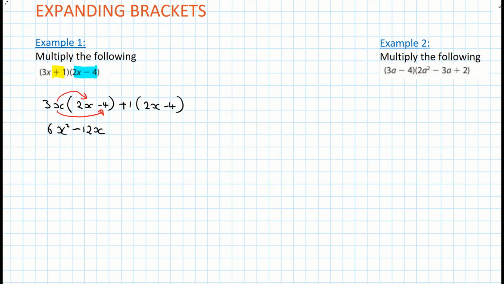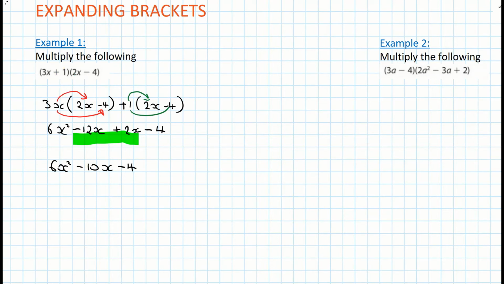I'm coming now to the positive 1. I'm multiplying the positive 1 by the 2x, which is giving me positive 2x. And I'm multiplying the positive 1 by the negative 4, which gives me negative 4. So that's all the terms multiplied. I'm now going to group common terms. So I have a minus 12 and a positive 2. When I go minus 12 plus 2 on my number line, that brings me to negative 10. So my final answer here is going to be 6x squared minus 10x plus my constant, which is negative 4. And that's the answer to example 1.